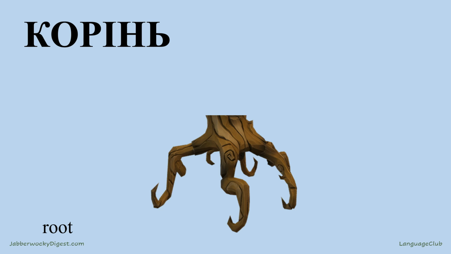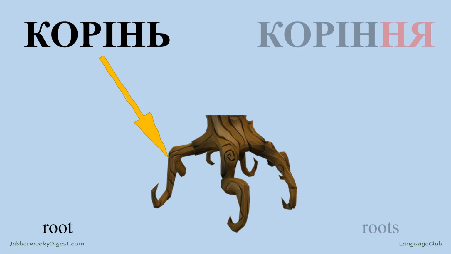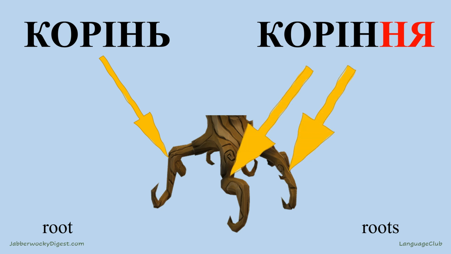Корень. One root is корень. In plural, you say коріння. As you can see, we double the letter N in plural. And there is also the change of stress. In singular, the first syllable is stressed, корень, but in plural, the stress is shifted or changed. We stress the second syllable, коріння.